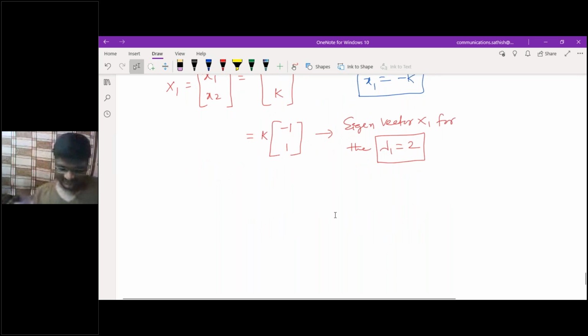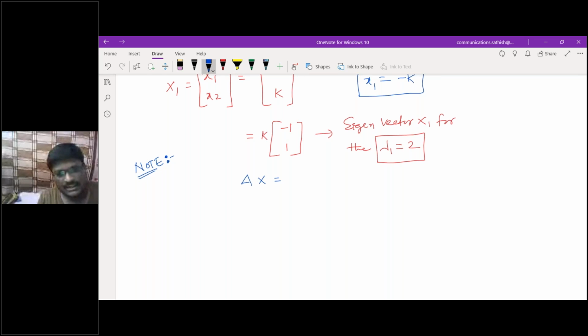Now, what is the definition actually? I'll make a note point here. The definition: a non-zero vector capital X such that its linear transformation over a matrix capital A is a scalar multiple of the same vector. This is the definition, now.